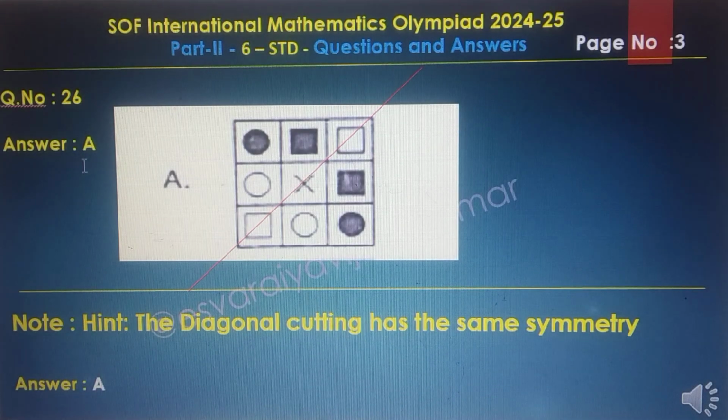Here the answer is A. I have marked the red color line here. Based on this line, when we cut, we get symmetry of the structures. The note hints that the diagonal cuttings have the same symmetry. Answer is A.